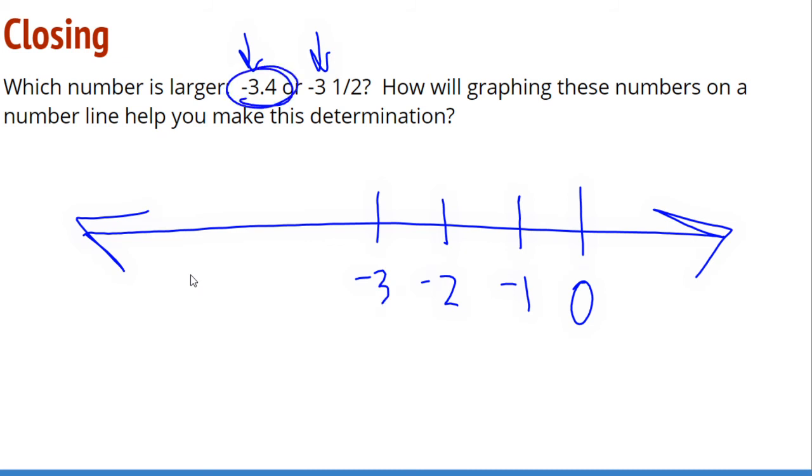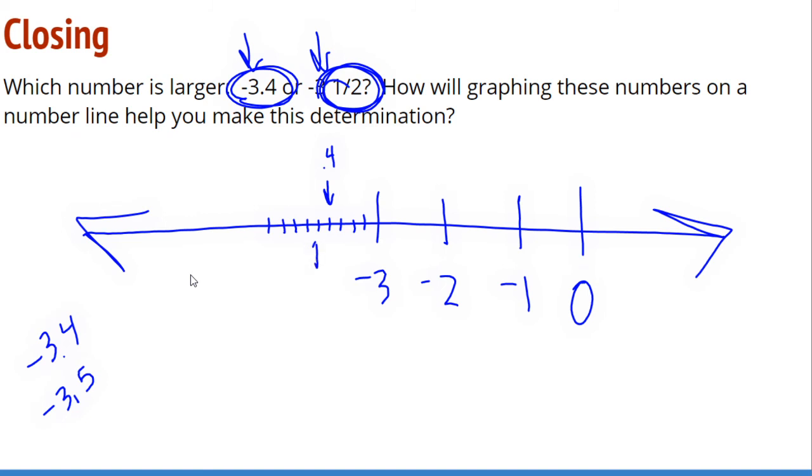Now it would be really useful if these were both in the same form. So I've got this -3 4/10, and I've got this -3 1/2 is -3 5/10. Things we've worked on in Module 2. So I can cut it or split it into tenths. 1, 2, 3, 4, 5, 6, 7, 8, 9. So this would be where -3 4/10 is.